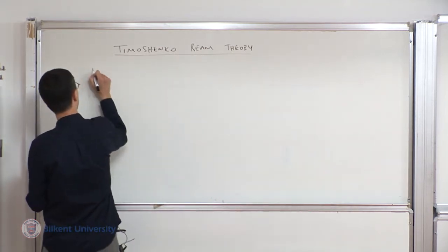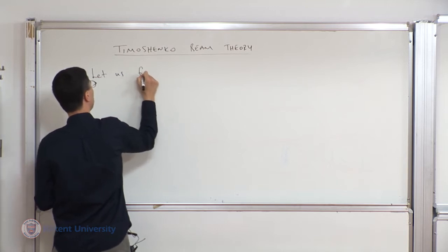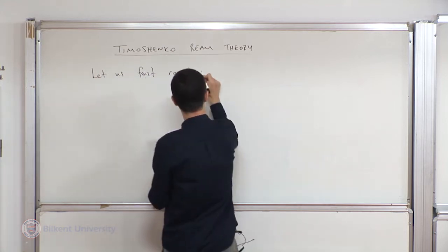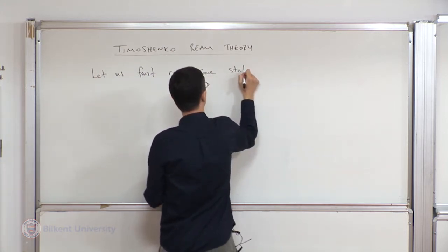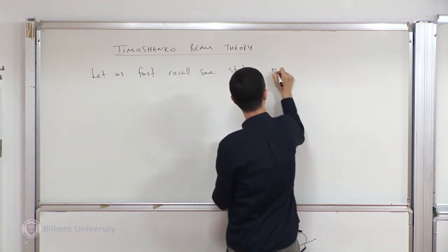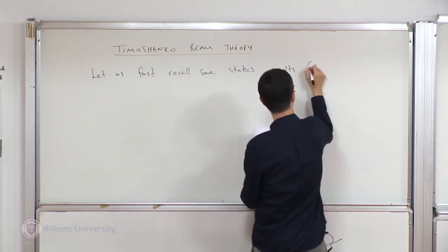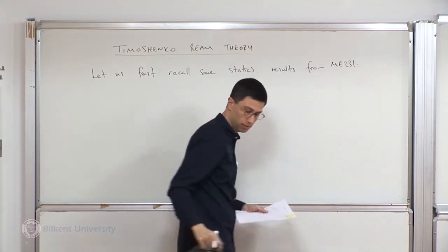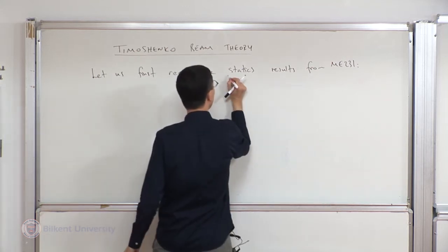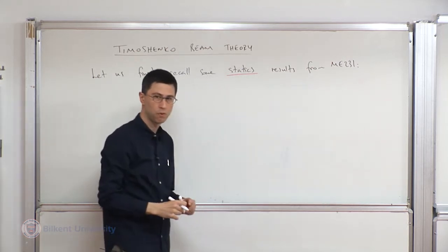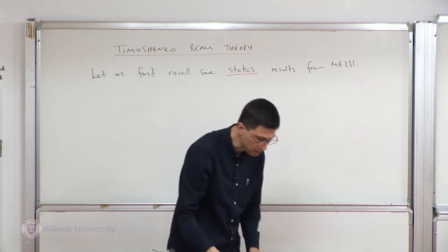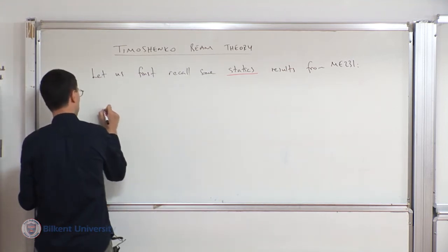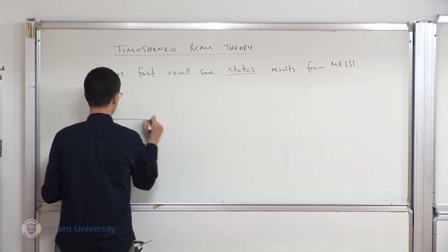So for that purpose, let us first recall some results from ME 231. I will remind you of two sets of results. The first one is from ME 231 completely. By now, I'm realizing that the red color does not show very well on the videos, but I use it anyway. So the first one is statics results, and what I'm going to remind you is internal bending moment and shear forces.